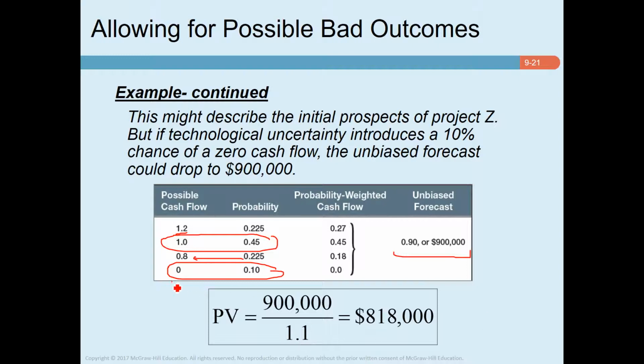You can see that although the riskiness of the project increases, we are using the same discount rate. The reason is we have already incorporated the riskiness in the cash flows. So the present value of this project is 818,000, which previously was 909,000. So although we previously learned that the project's riskiness can be incorporated by adjusting the discount rate, here we see that the project riskiness can also be incorporated by adjusting the cash flows.